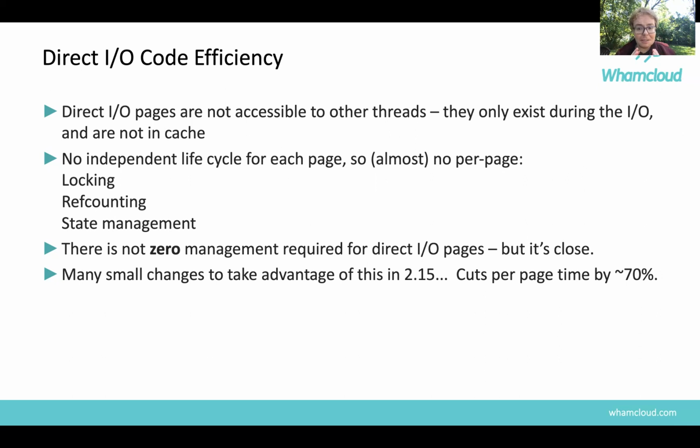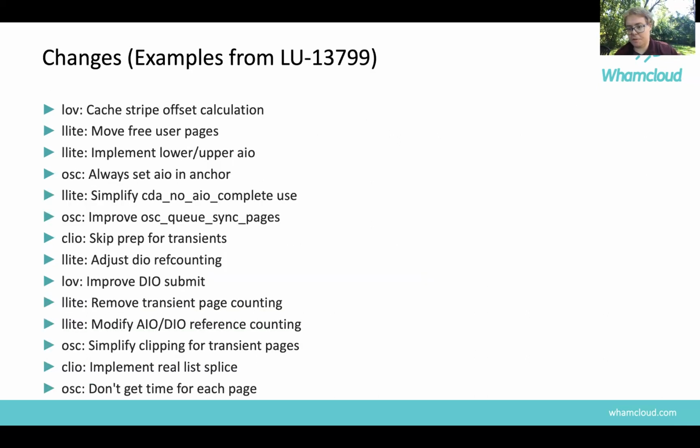So what you do is you start stripping that away, removing things that are not required for direct IO. There are a lot of little changes, one after another, some a little bigger. And in 2.15, we've been able to cut the per page time spent in Lustre for direct IO, with basically no effect on buffered IO, by 70%. And before you get out your calculators and try to figure out what that means for performance, let me show you. So, a quick list of changes.